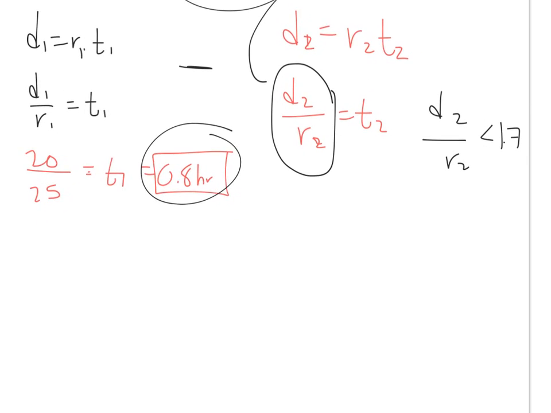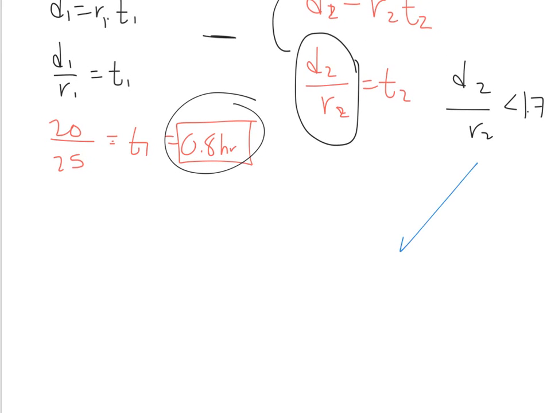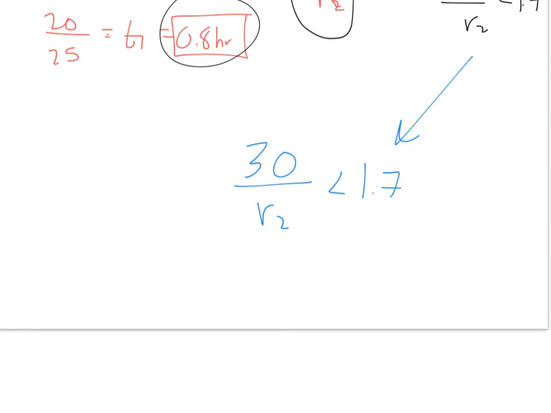If I go to solve this is where I'm seeing little hiccups along the way. I know what D2 is. The distance left for the trip was 30 miles over R2, and that's less than 1.7. How do I get R2 by itself now? How do I get R2 alone? It's clearly not by itself, right? How do I get it by itself? Alex? Multiply both sides by R. I agree to start. And then what? And then you divide 1.7 on both sides.